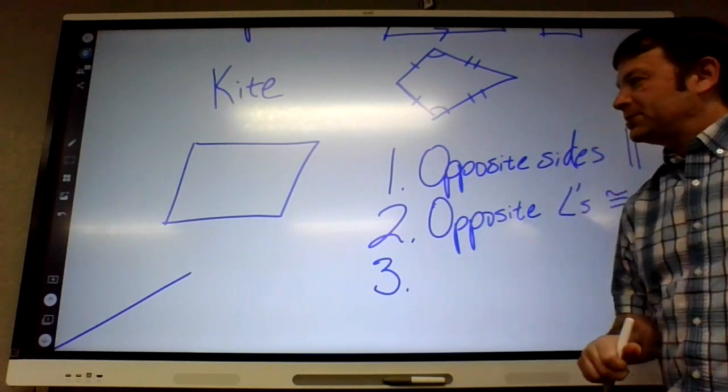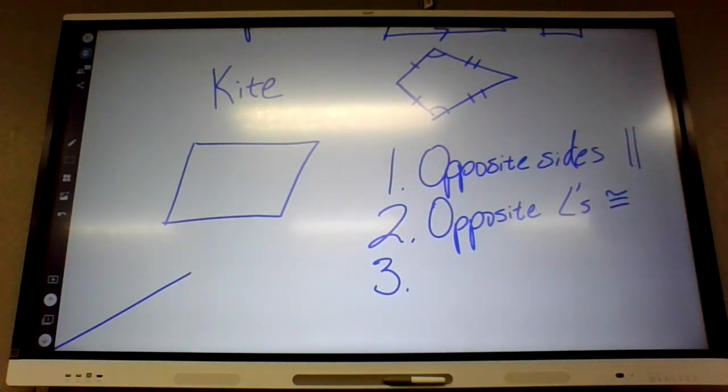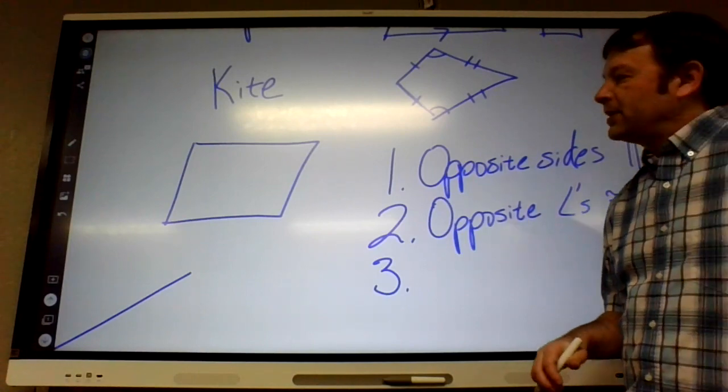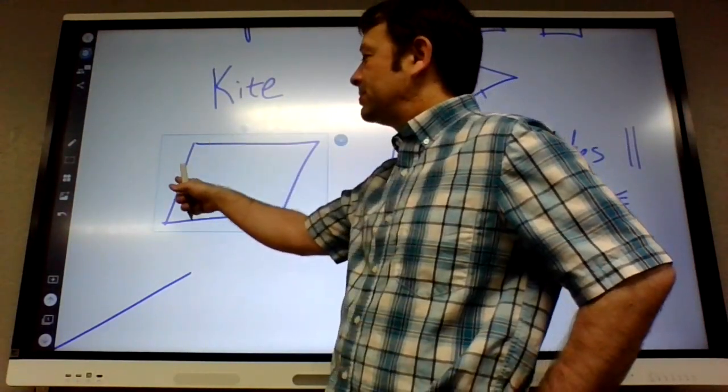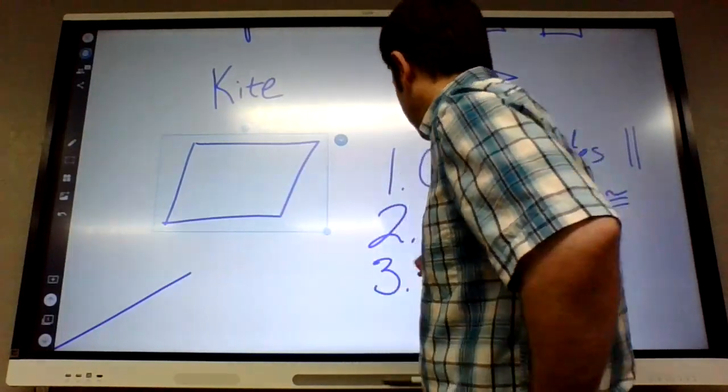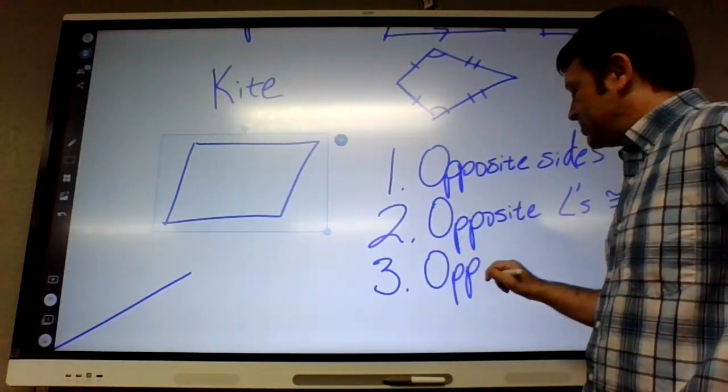Okay, anything else you think might be true? Has legs and bases. No, that's a trapezoid. Okay. A parallelogram has 4 sides. What do you think we know about the sides? They're the same length, or the opposite sides are the same length. Opposite sides are congruent.